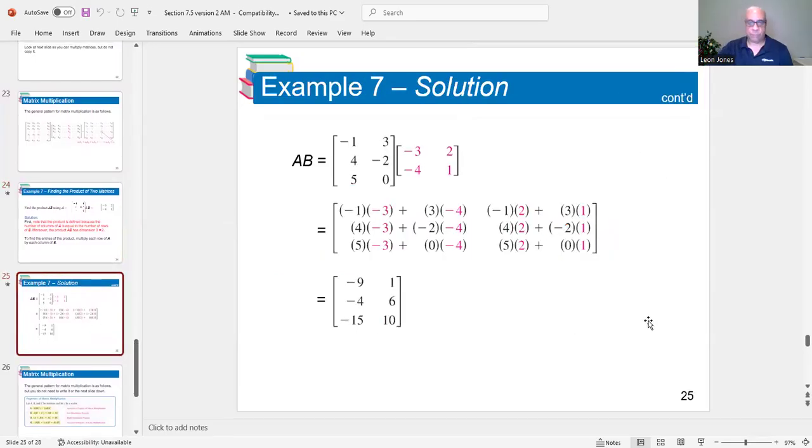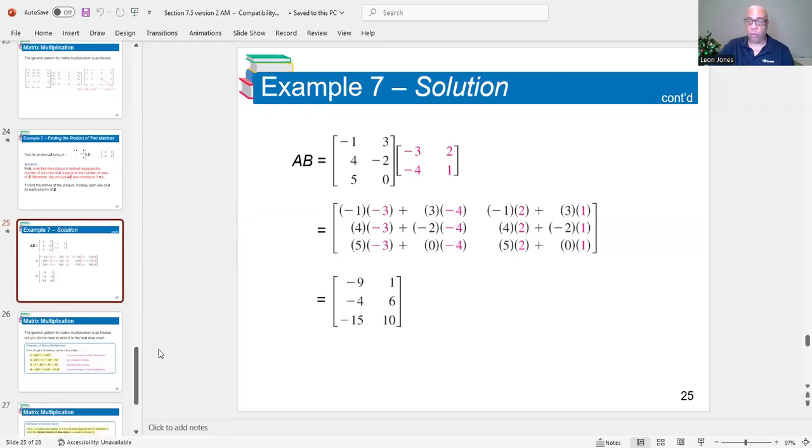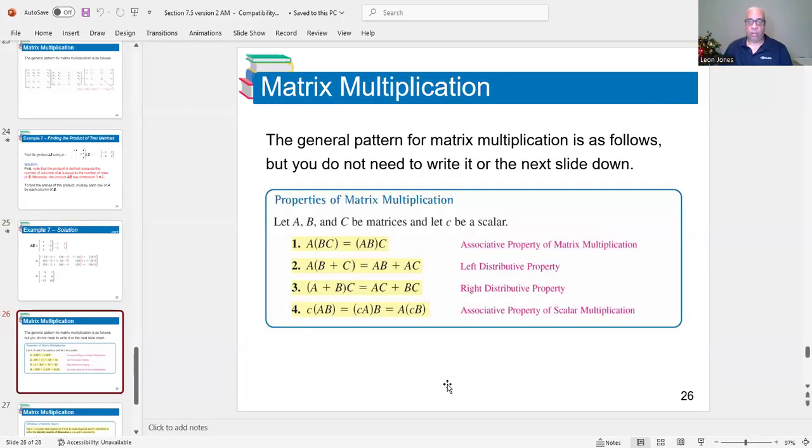And here's how you do it. A times B. So you can do it. A 3 by 2 times a 2 by 2 matrix. It's just following the rules. It's algebra. I actually like matrices as well. Use them to solve a lot of systems of equations. Again, the general pattern for matrix multiplication is as follows.